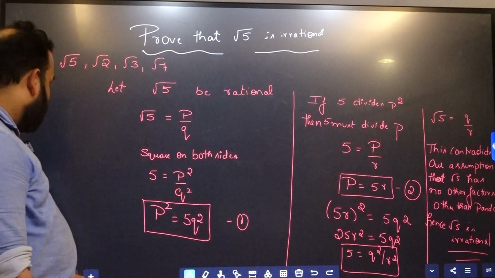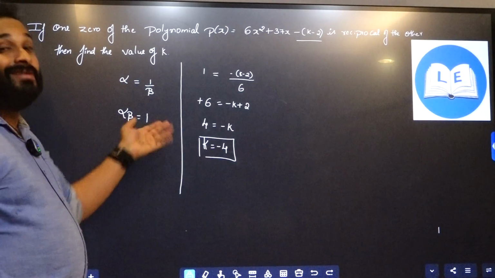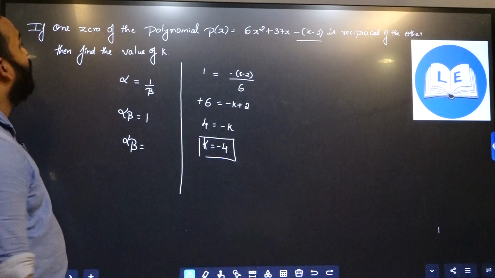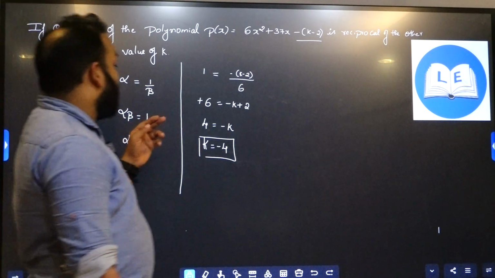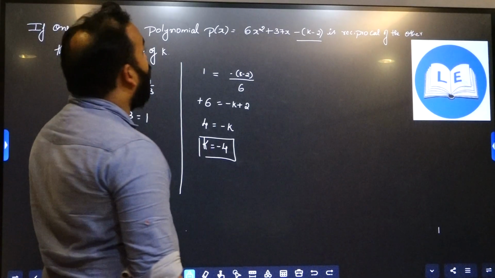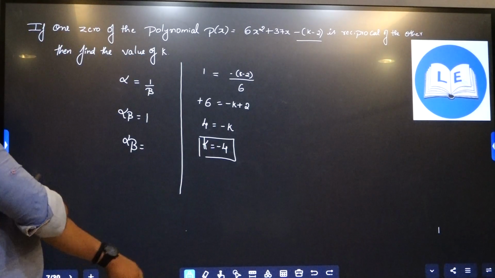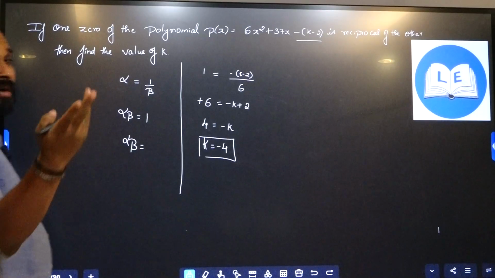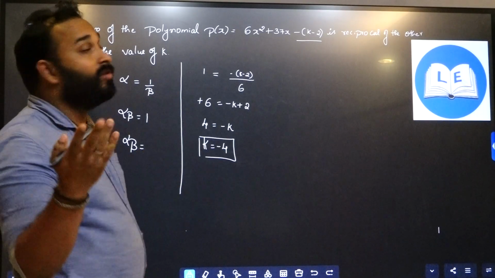Another important question. In fact, it is a repeated question from your board examination. And next question is the third question, from the chapter Polynomials. Look at this children, very important questions. Usually students have confusion here and it will come for 2 marks, or it can be an MCQ question also.